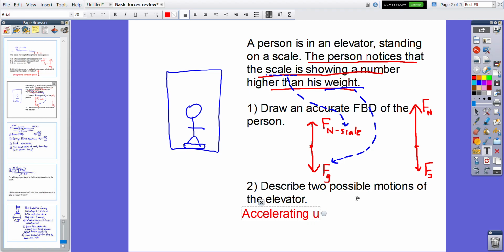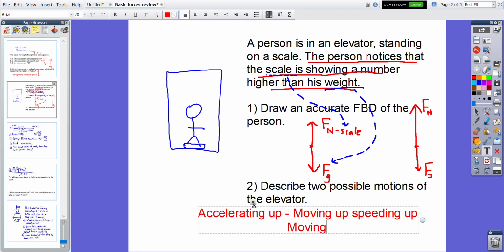Accelerating up. And remember, accelerating up can mean two things. It could be moving up, slowing, speeding up. But it also could be moving down, slowing down. All right? So those are the two possible motions that it could be doing. Okay, let's move on to the next one.